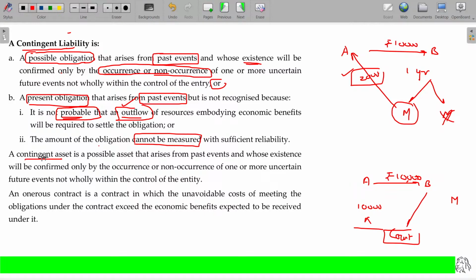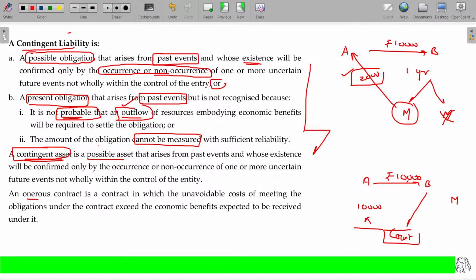And what happens in case of contingent assets, that's the inverse of this one. A contingent asset is a possible asset that arises from past events whose existence will be confirmed. All the things are similar. Clear? So the inverse of contingent liability is the contingent asset. Usually we never bother about contingent assets being recognized. In case of contingent assets, we have to record only on confirmed recognition.